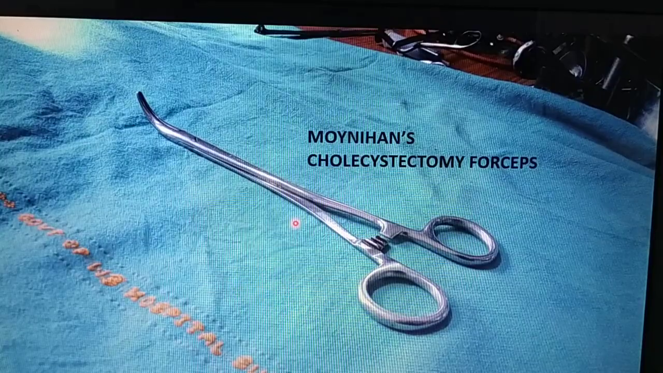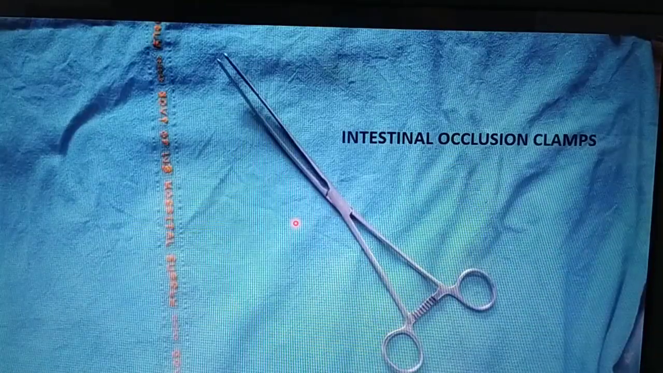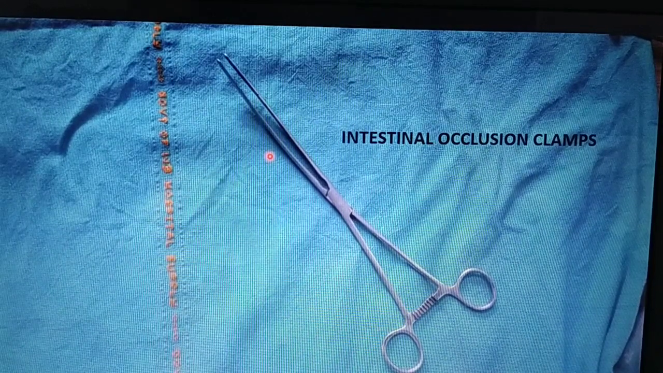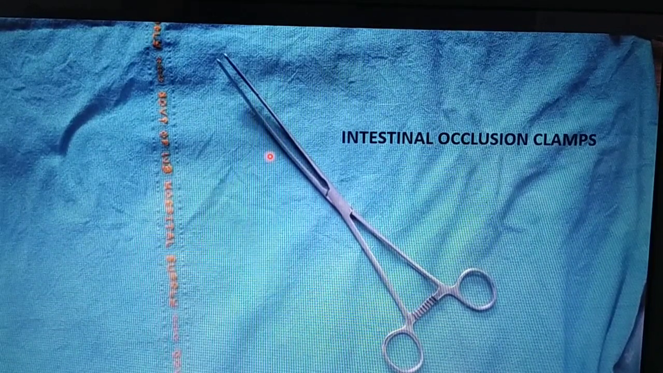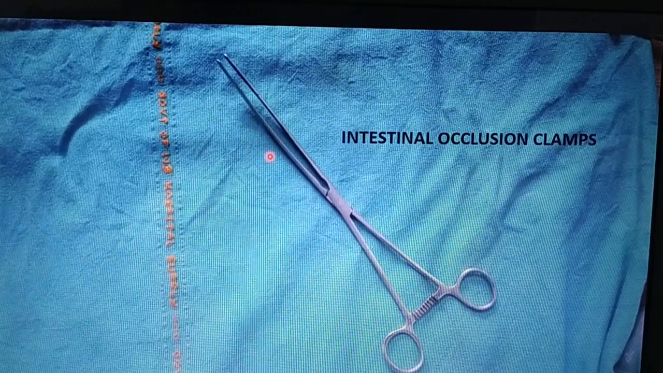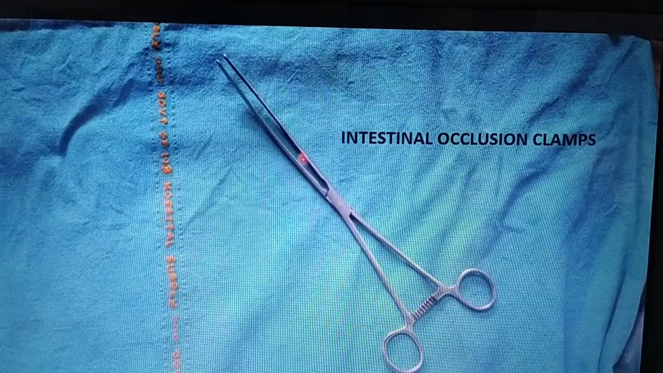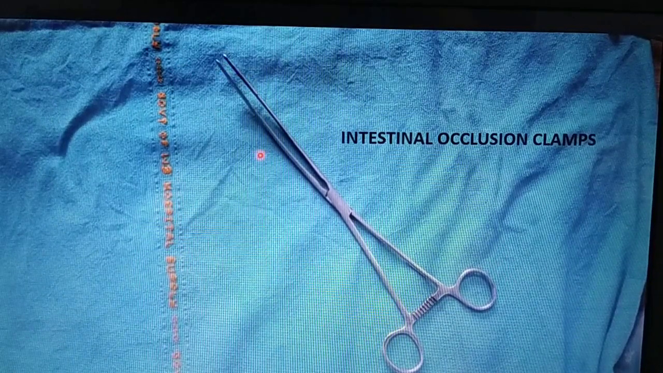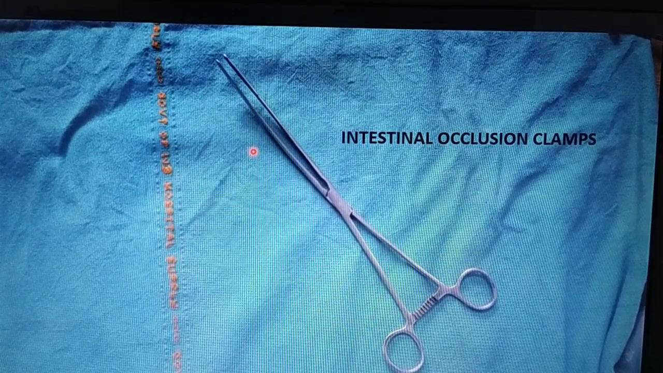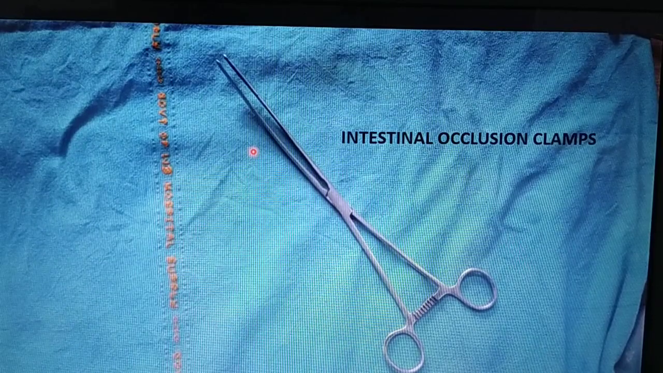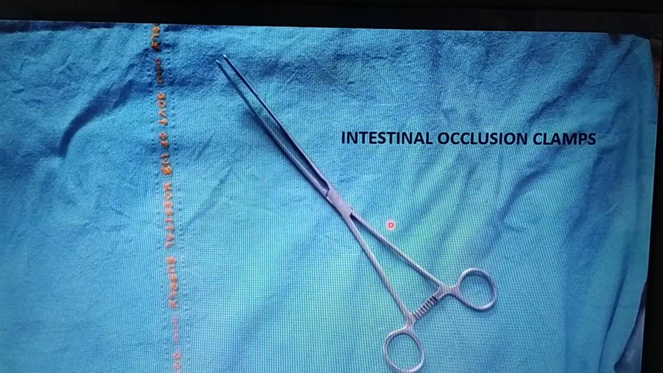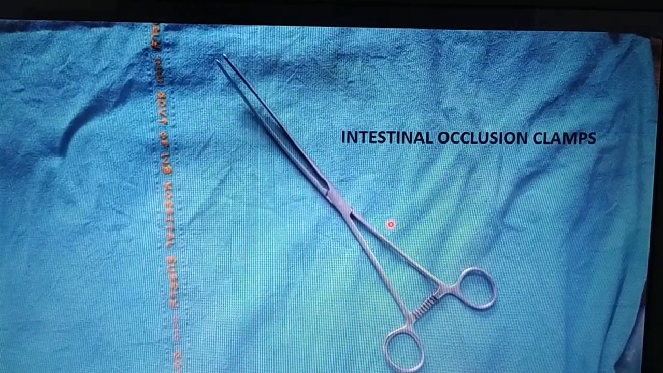Next, this instrument is the intestinal occlusion clamp. This instrument has finger bows, and a pair of shafts with a pair of long blades. These blades are flat, lighter, and on the inner side of the blade, vertical serrations are present. The uses of this instrument: intestinal occlusion clamps are used for gut resection and anastomosis.